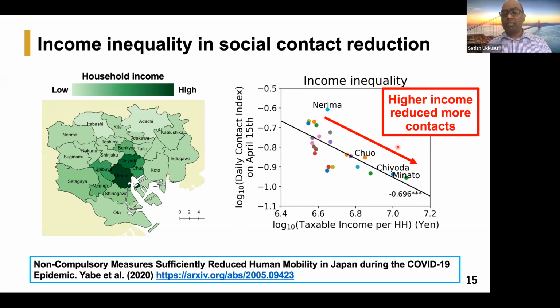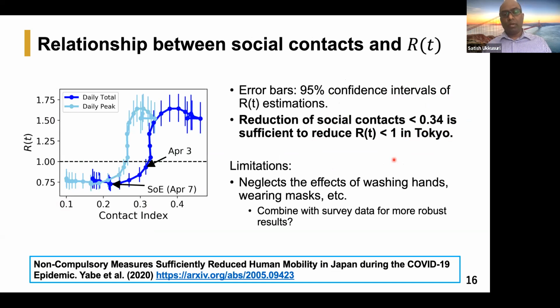And what we clearly see is that the higher income locations and the higher income households were able to reduce more contacts, or could restrict their mobility more, as compared to people in the lower income ranges, right? By the way, we see the same thing in New York, in Chicago, and in Indianapolis, where we have done similar analysis. So this insight translates into various cities across the world.